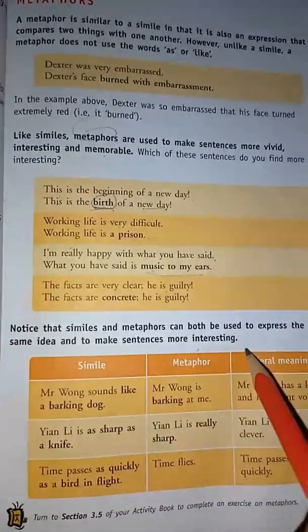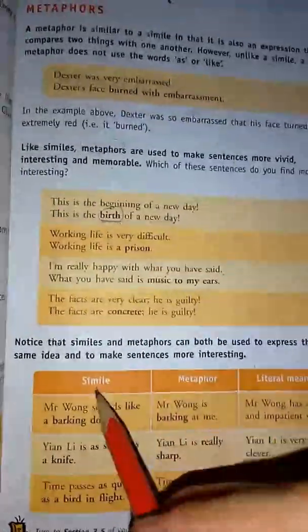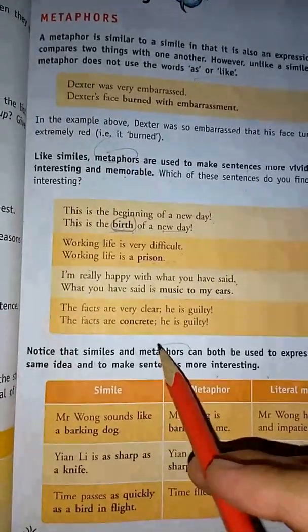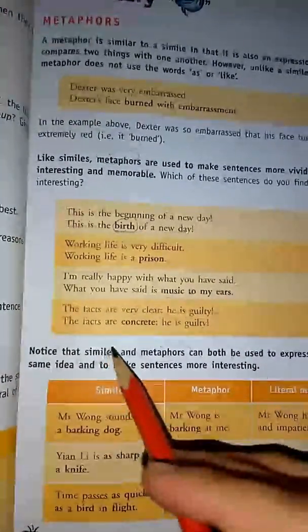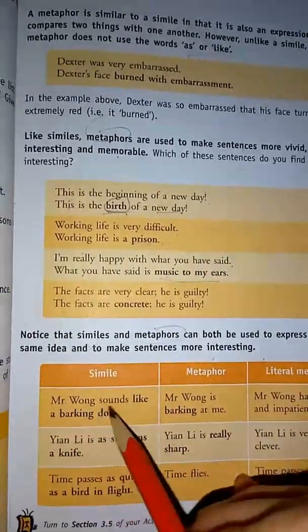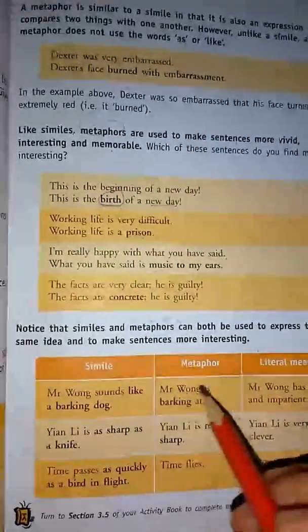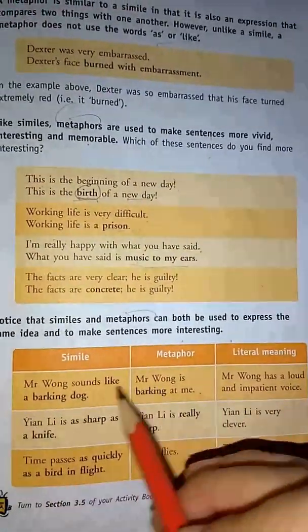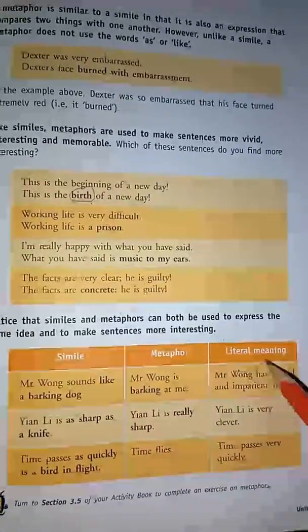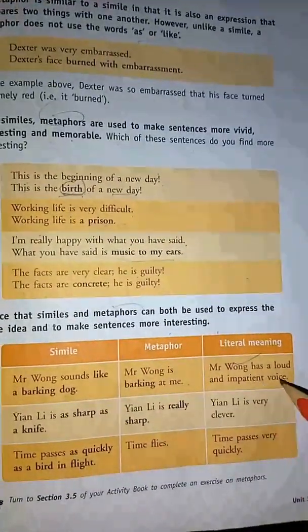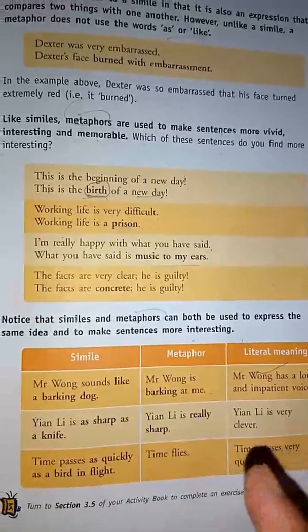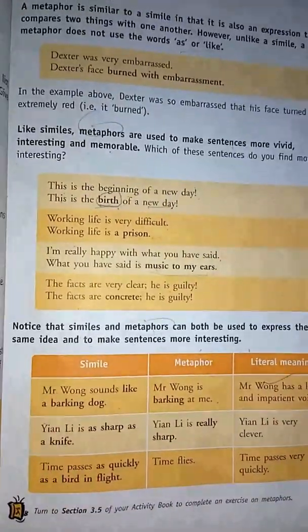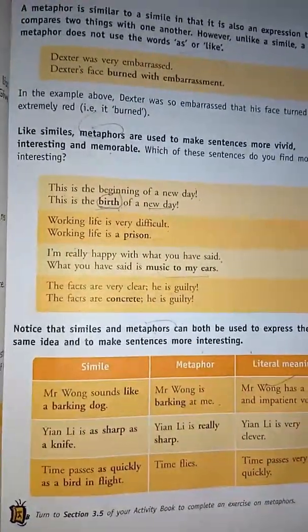Next, notice that similes and metaphors can both be used to express the same idea and to make sentences more interesting. Now what are they saying? You can use similes and metaphors for one event. For example, you say that Mr. Wong sounds like a barking dog. Mr. Wong is barking at me. They both deliver this meaning: Mr. Wong has a loud and impatient voice. So you can use similes and metaphors to express the same idea and make the sentence more interesting.